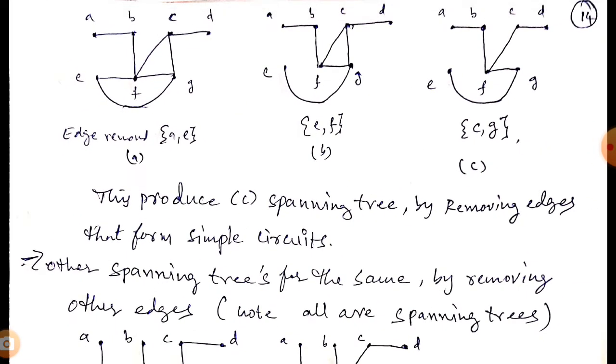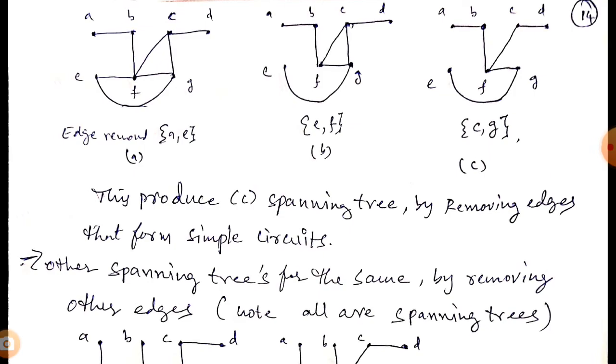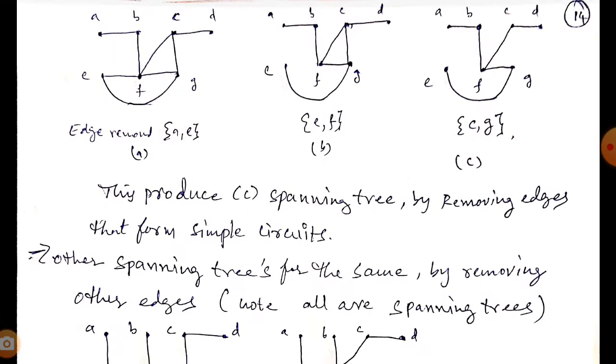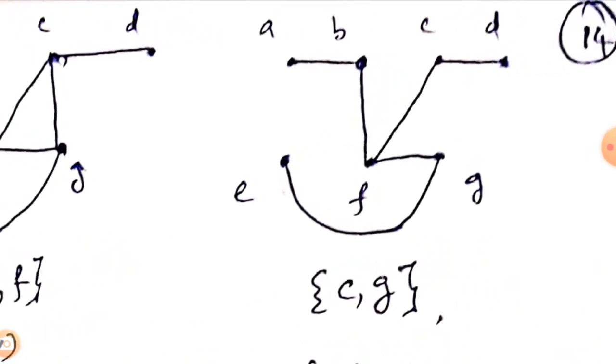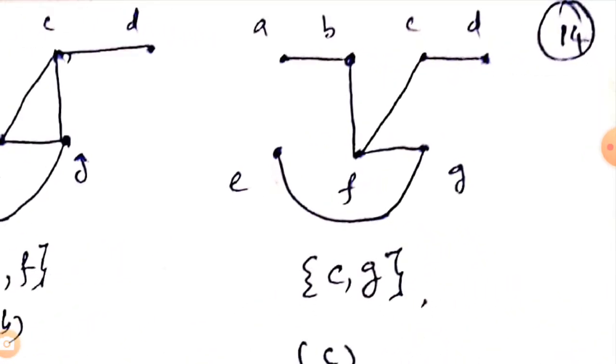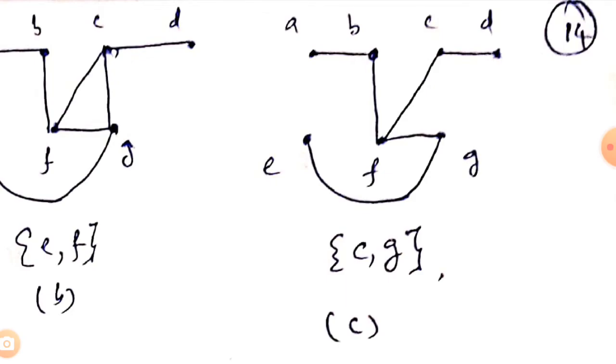First we have removed the edge AE, and then EF, then CG. Removing these three edges, in steps A, B, and C, we have produced this graph. Observe, this is a tree now. It is connected and contains all vertices, and there are no circuits.